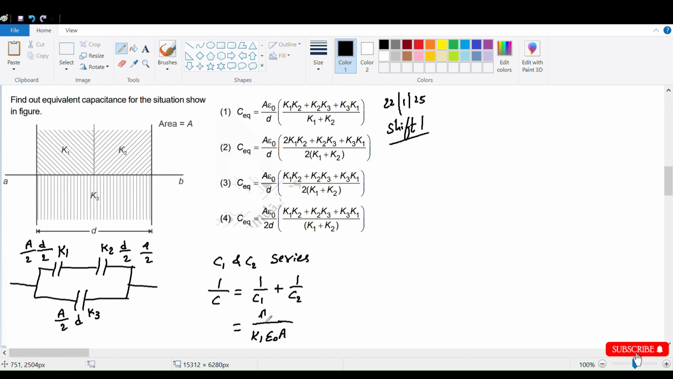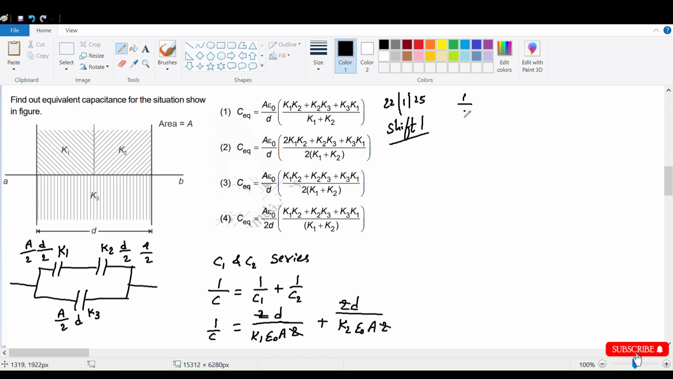divided by D by 2. You see, this is for this capacitor, the area A by 2 goes up and the distance D by 2. Plus the same here for K2: K2 epsilon naught A by 2 over D by 2. So you see the 2 cancels, the 2 cancels.